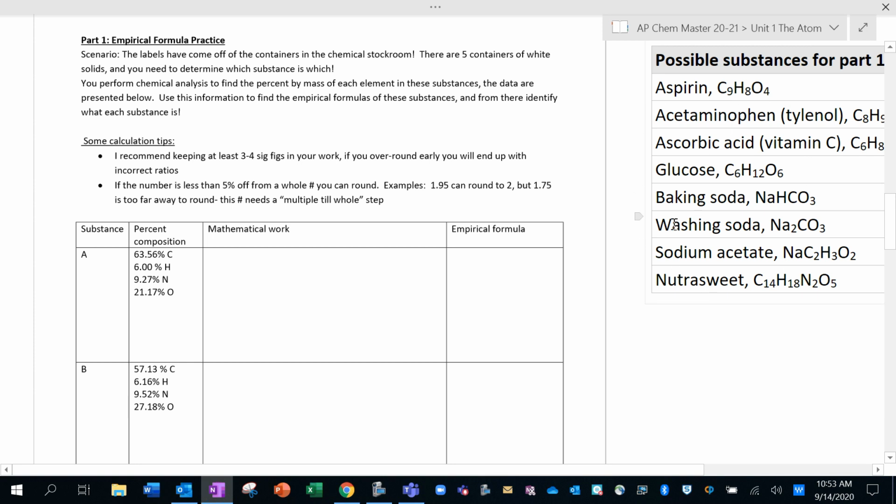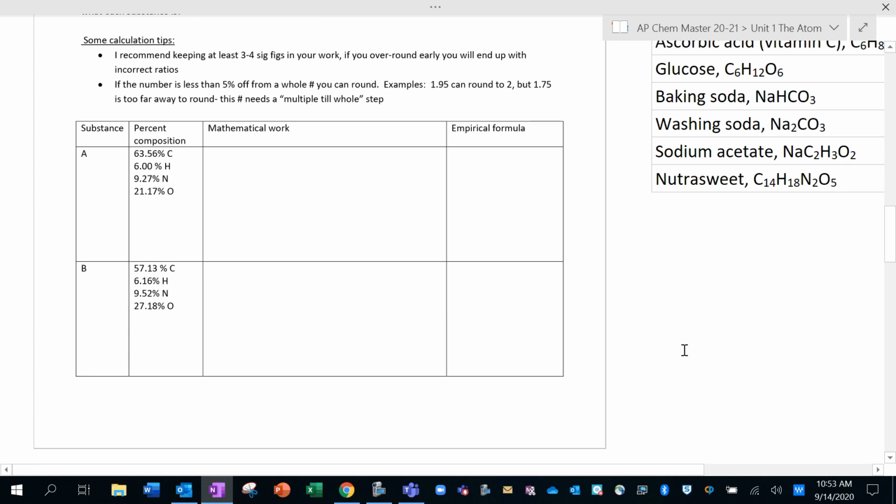And so we're going to use our problem solving steps to figure out what the empirical formula is of the substance based on this data. So we're assuming we analyze the data, we know the percent by mass of the various elements. So we're going to find the empirical formula and then figure out what it is from this list off to our right. So we went over A in class. Let's take a look at B.